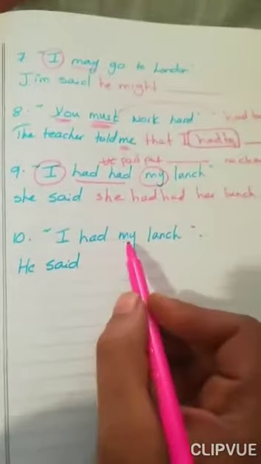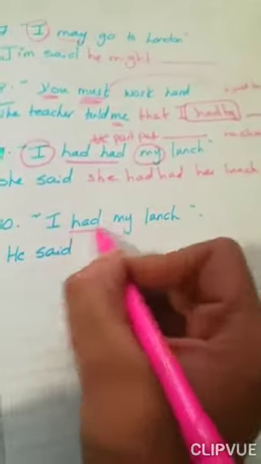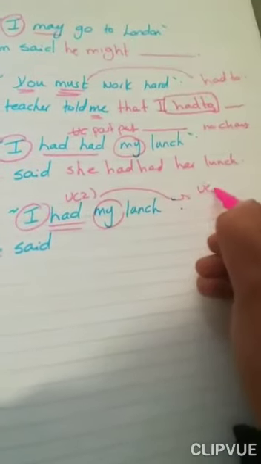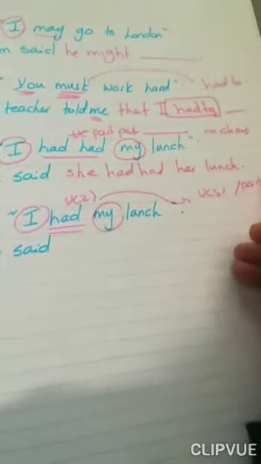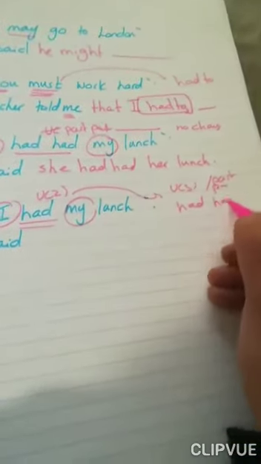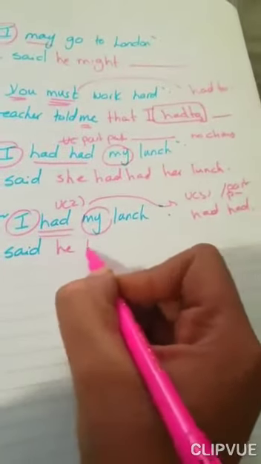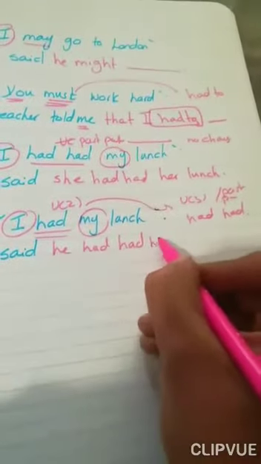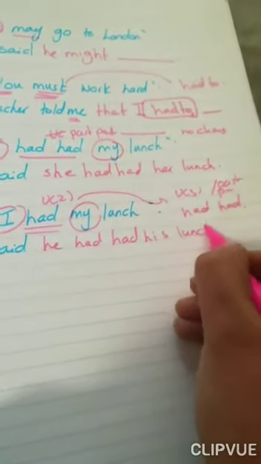Okay. Look at this sentence. I had my lunch. He said. Had here is verb 2. Very good. It will become verb 3, which is past. Perfect. It becomes had, and the third form of had is also had. He said. He had. Had. And my, because he, becomes his lunch. Okay. I want to show you something here.